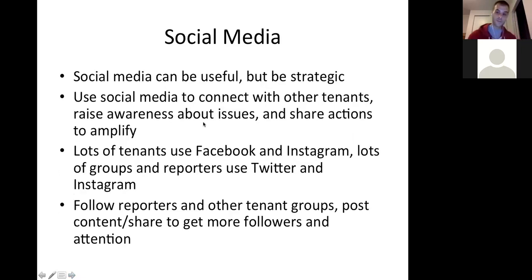Similarly, social media can be useful. But again, we sometimes overestimate the impact of social media. Just posting something on Facebook, Twitter, Instagram, it's not necessarily going to shame your landlord into doing the right thing. They might not see it, they might not care. So just posting pictures of disrepair is not necessarily a way to get things fixed. In the context of a campaign, it could be effective. But typically just posting things on social media is not going to result in issues being resolved.